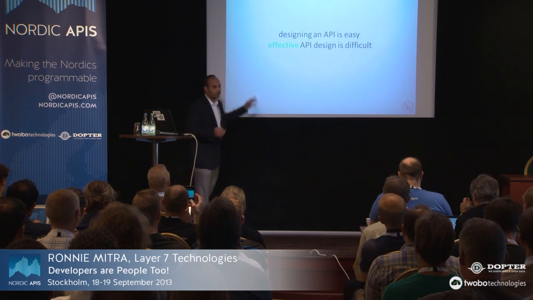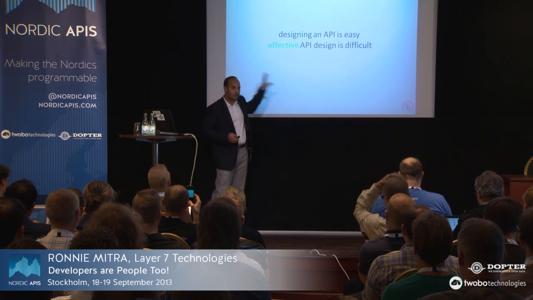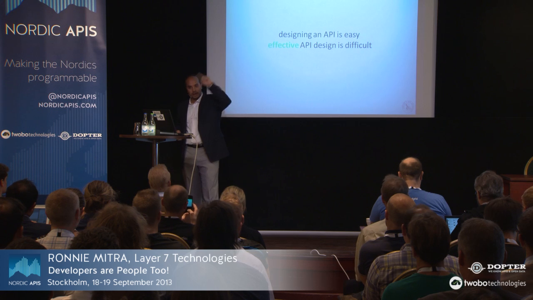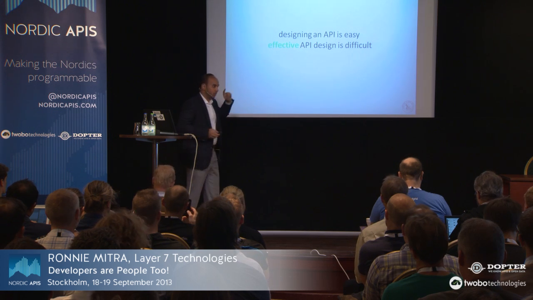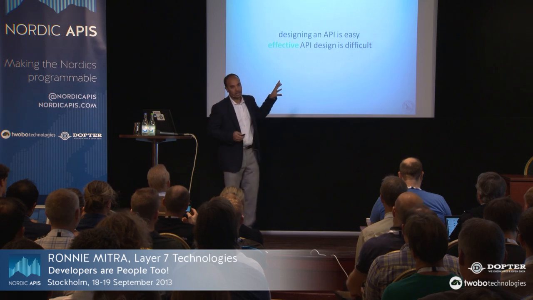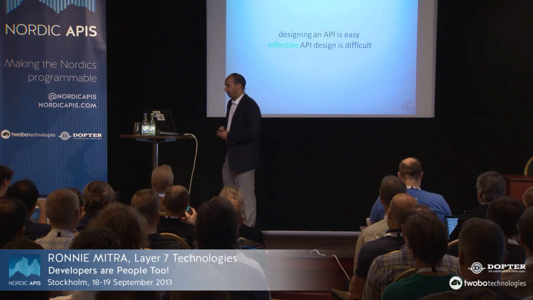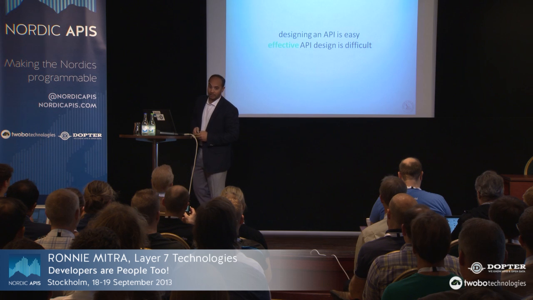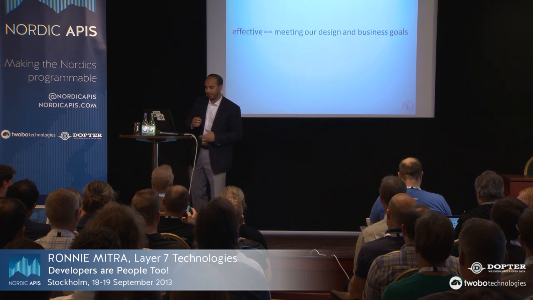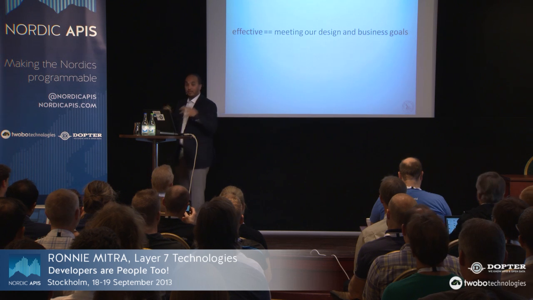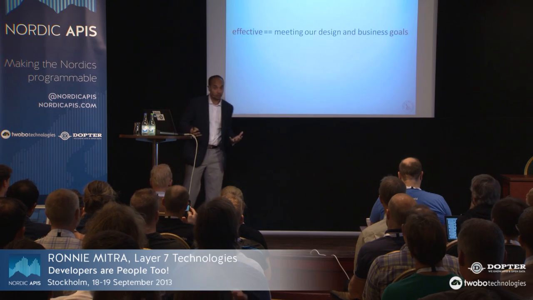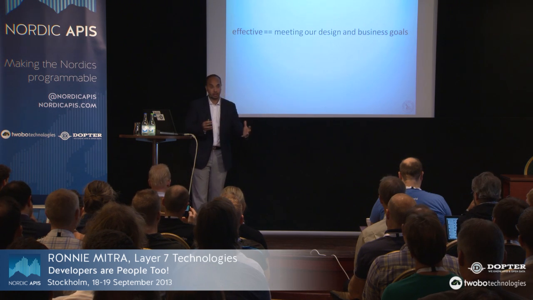So this all matters because I would say this. Designing an API is easy. If I asked every single one of you to come up with a weather forecast API, I bet you could do it in 15 minutes, right? But if I asked you to design effective APIs, it would probably be a lot harder. An effective API being one that meets our design goals, our business goals, right? If we start with a business model and we want an API that will help us achieve those business goals, that's a lot harder, right?